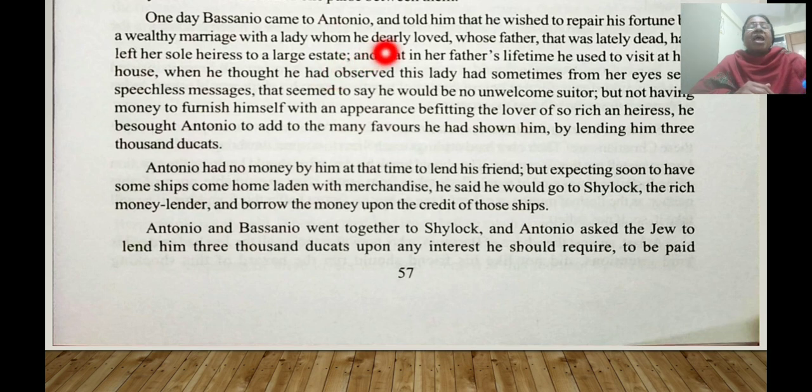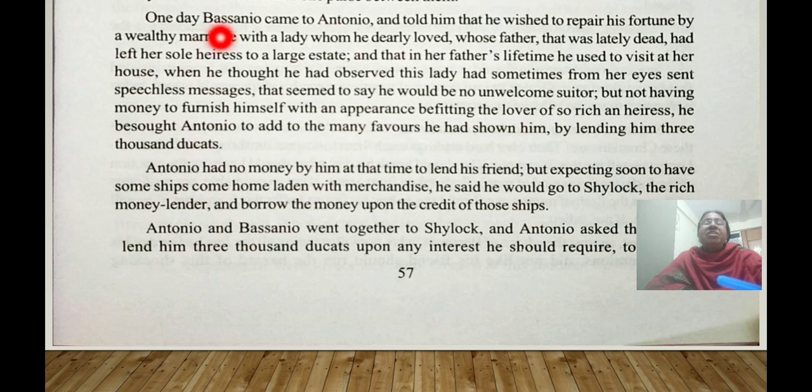One day Bassanio came to Antonio and told him that he wished to repair his fortune by a wealthy marriage with a lady whom he dearly loved, whose father, that was lately dead, had left her sole heiress to a large estate, and that in her father's lifetime he used to visit at her house when he thought he had observed this lady had sometimes from her eyes sent speechless messages that seemed to say he would be no unwelcome suitor, but not having money to furnish himself with an appearance befitting the lover of so rich an heiress, he besought Antonio to add to the many favors he had shown him by lending him 3,000 ducats.